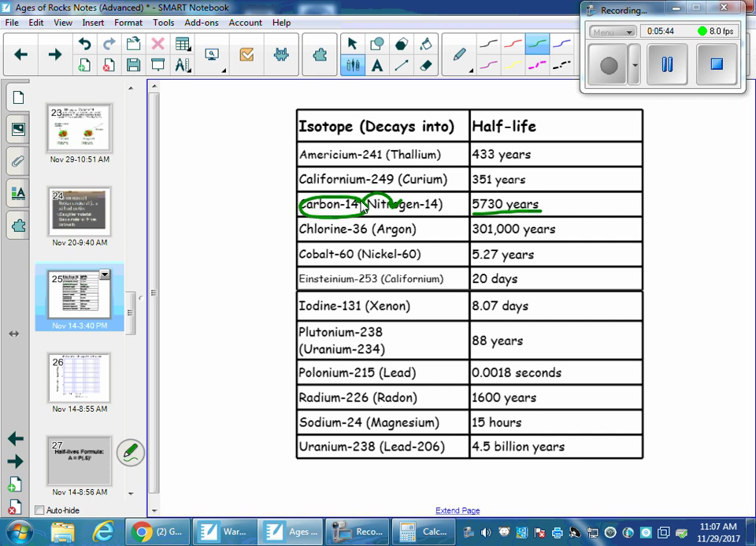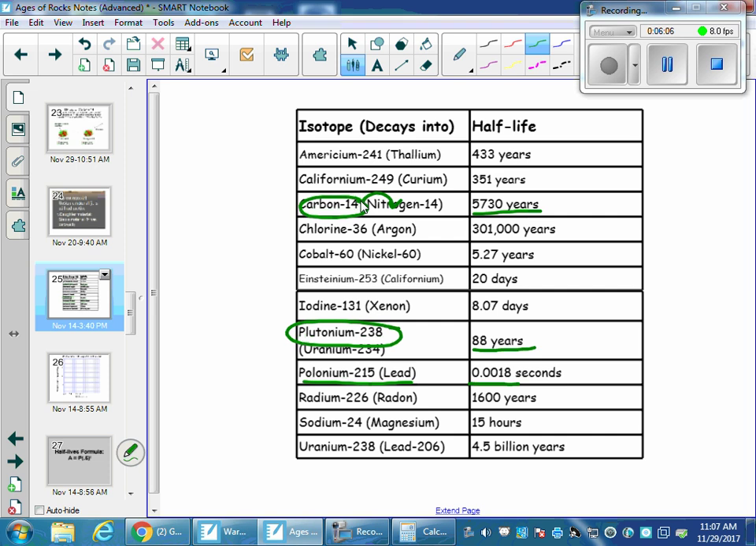Another example, okay, is plutonium. Plutonium-238 here. Okay. It decays in 88 years. Okay, some are really fast though. Polonium, we're talking like parts of a second. So the half-life can really vary depending on what element you are working with or what isotope you're working with.